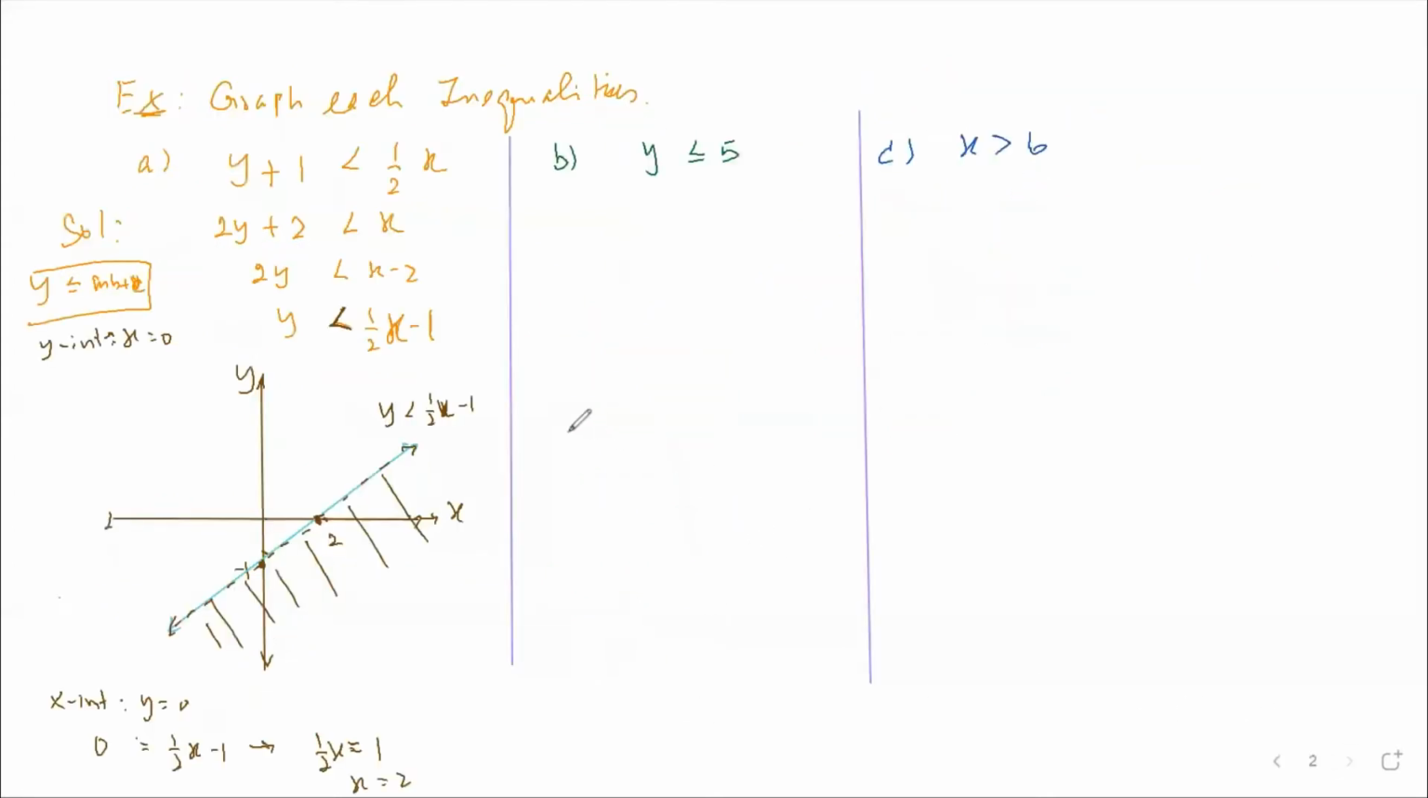Okay, now we come back to this question, and come to question B here. Y less than or equal to 5. How to plot the graph for this one now? This one is not hard, everyone knows already, right? You can see this is the y, this is the x. So y less than or equal to 5, so you can count 1, 2, 3, 4, 5, zoom right here.